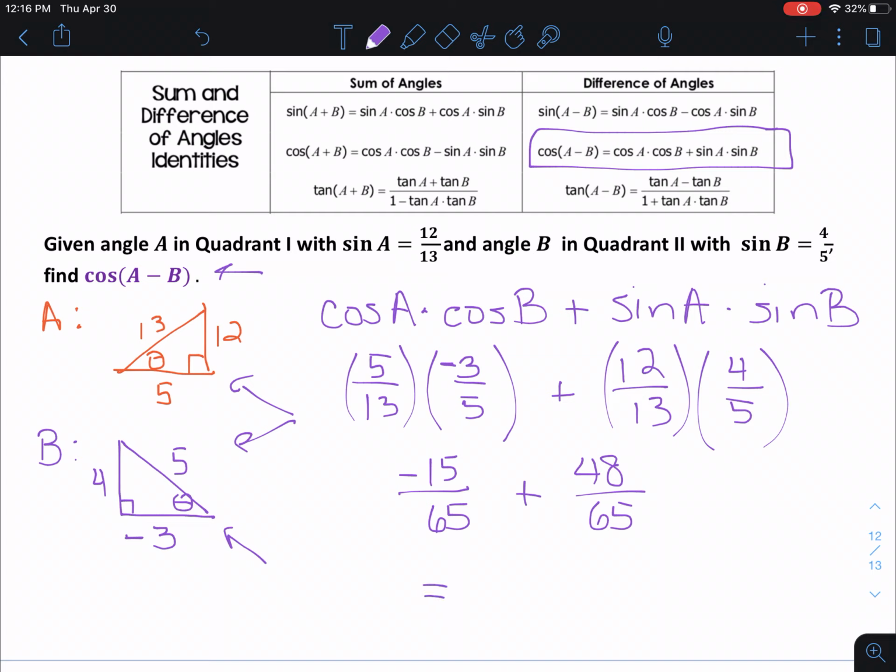So now I'm going to put these together. To add, I need a common denominator. I have that already, so yay. And then negative 15 plus 48 is 33. You want to try to reduce it. You won't be able to, so that one's it. And now those are two different types of problems using the sum and difference of angle identities. Again, the key with these is drawing your angles, and be wary of those negatives when you're drawing your triangles for different quadrants. Okay? I hope that makes sense.